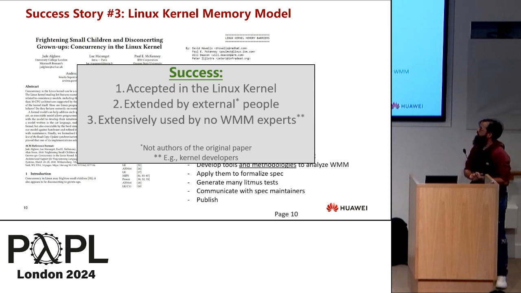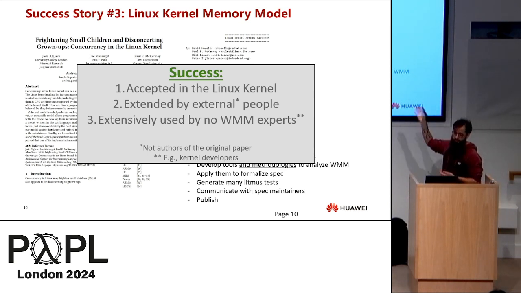Why is this a success story? First of all, the Linux kernel formal memory model is part of the Linux kernel, so this was a big win. It has been extended by external people, and this is related to the methodology I mentioned. There was this first version of the memory model, and a while ago one of my colleagues took a look at it, and he was not very happy about the shape of the memory model.